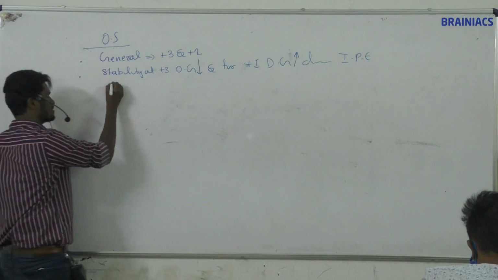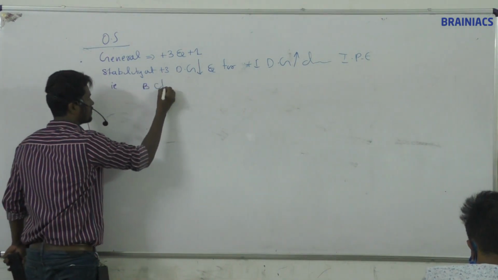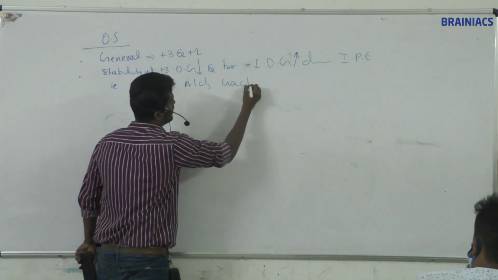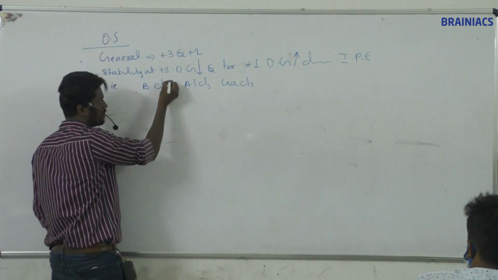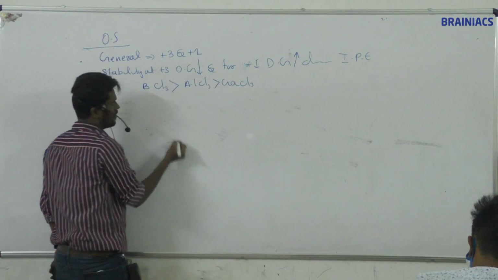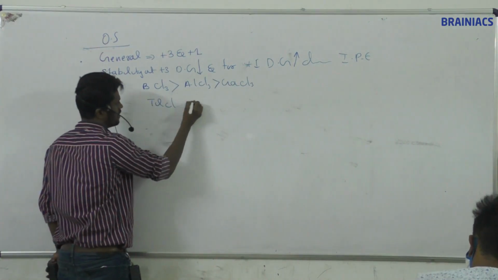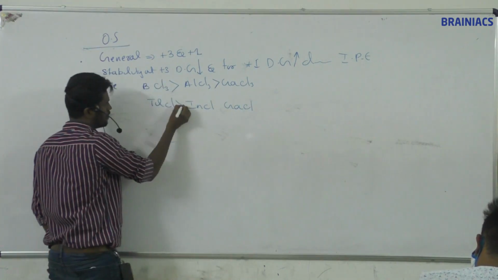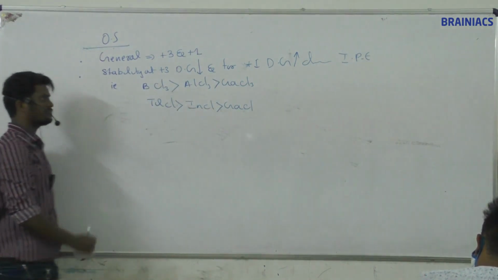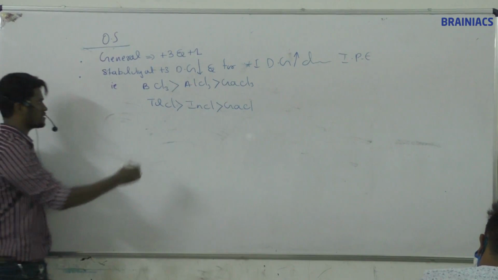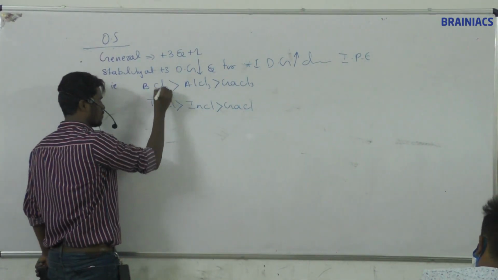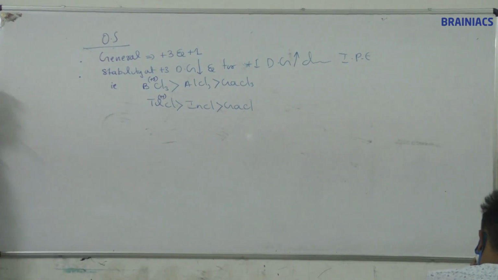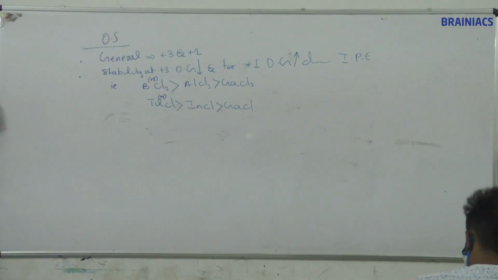Okay, BCl3, AlCl3, GaCl3, which is more stable? Next, TlCl, InCl, GaCl, which is more stable? TlCl, where the oxidation state is +1. Here it is +3. Okay.